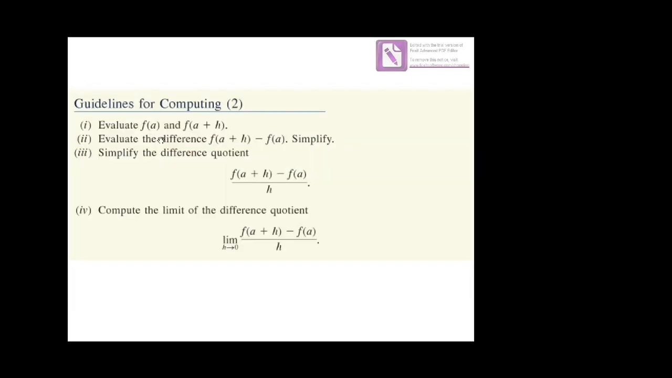First we need to evaluate f(a) and f(a+h). Then we need to evaluate the difference f(a+h) minus f(a) and simplify it. Then we need to simplify the difference quotient, which is f(a+h) minus f(a) over h. And the final step, we need to compute the limit of the difference quotient, which is the limit of f(a+h) minus f(a) over h when h approaches 0.